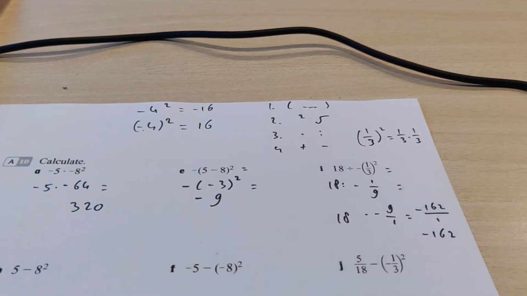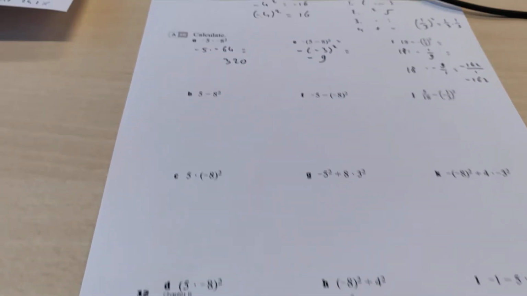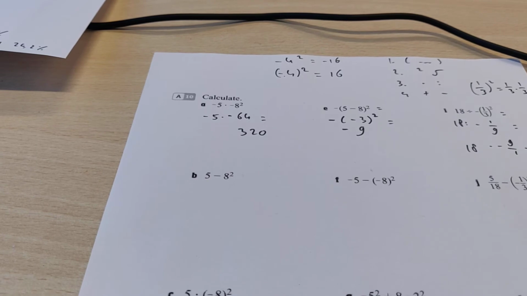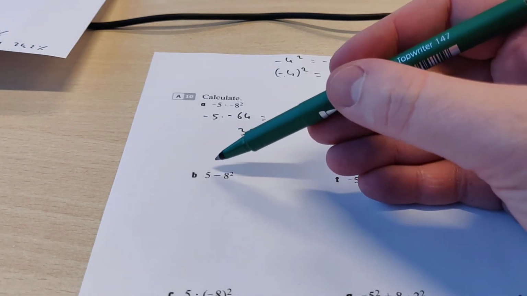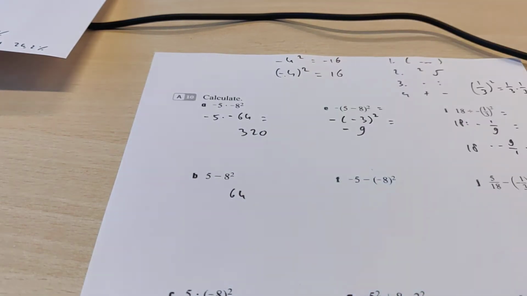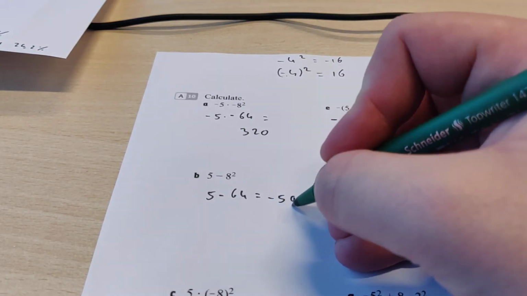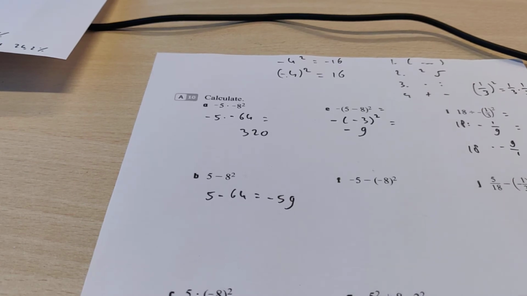But this is one of the more difficult ones, so if you don't understand that one, it's not really a problem. As long as you can do this row here, I'm happy. If you can do the other things, even better. Here it says 5 minus 8 squared. So first we have to do 8 squared. 8 squared is 64, and then 5 minus 64 is minus 59, and that's the answer.